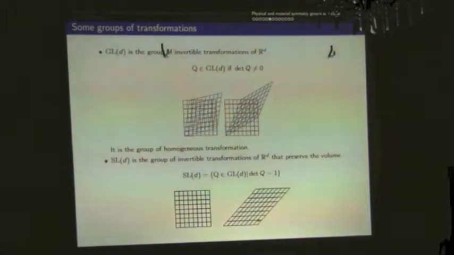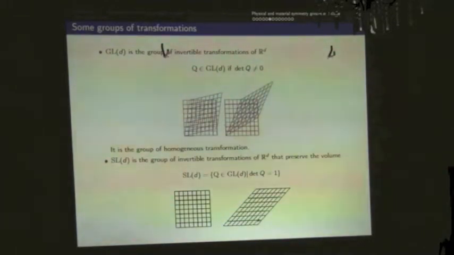And an example here is in continuum mechanics, homogeneous transformations are encoded by the general linear group.